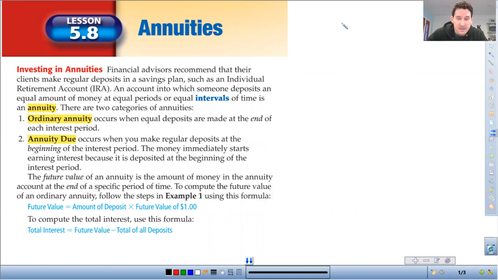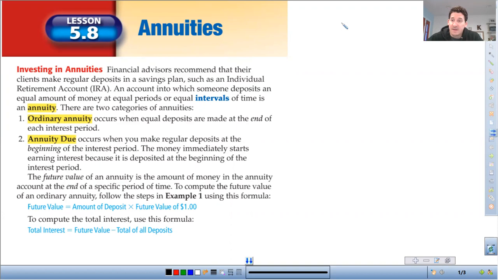Annuities are a type of savings plan in which you deposit, or someone deposits, an equal amount of money at equal periods or intervals. We're going to talk about more specific types of annuities when we get into our unit on investments. But for right now, you just need to know an annuity is like a savings plan. It can be like a retirement fund.